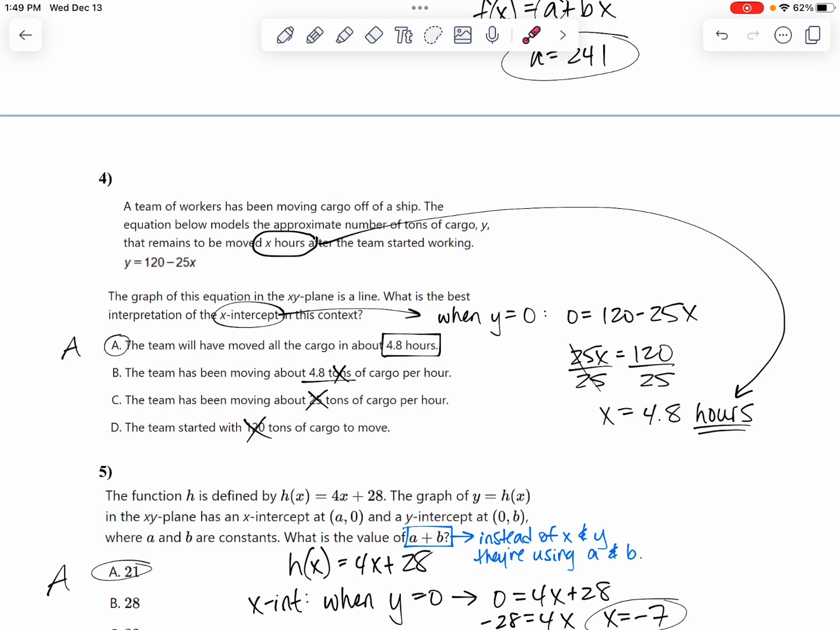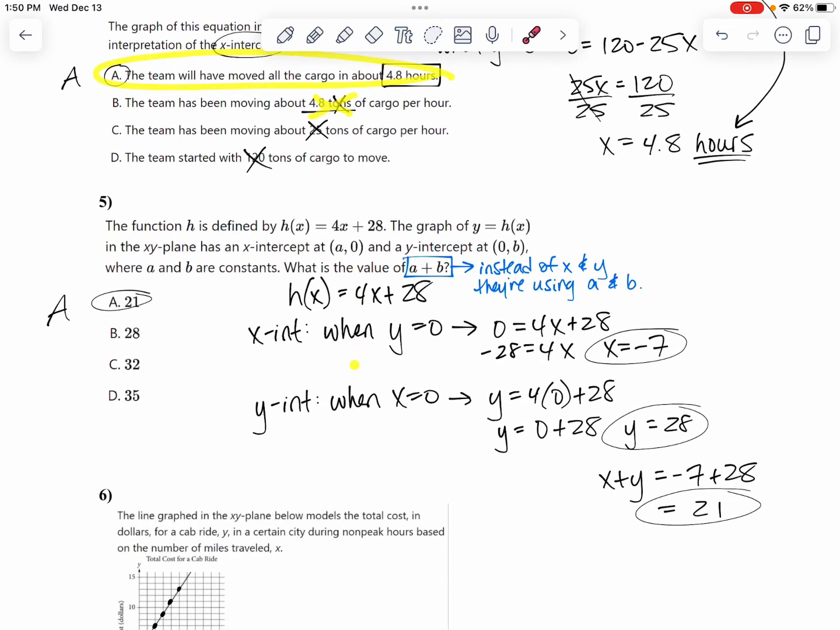The team will have moved all the cargo in about 4.8 hours, or the team has been moving about 4.8 tons. Okay, what's the label on the 4.8? The 4.8 is the x value, and they're telling us that x is hours. So let's look really carefully and be very intentional about choosing the answer that has the 4.8 in it. The x is supposed to be labeled hours. That's why I put hours right here and I underlined it, and that is how I know that A is the right answer and not B.